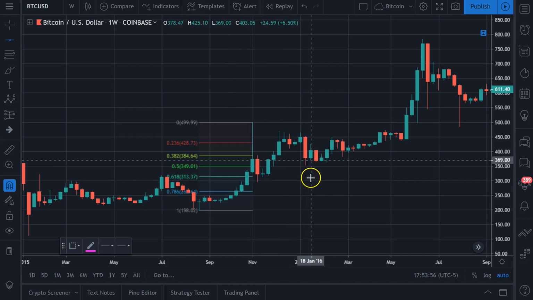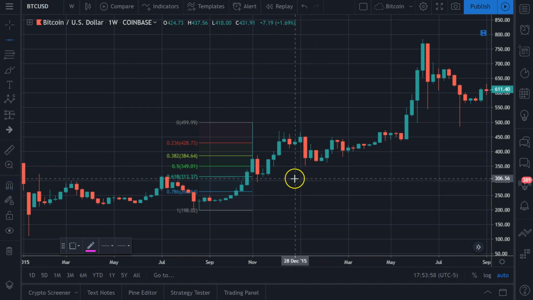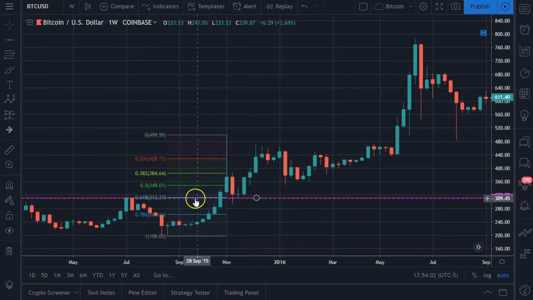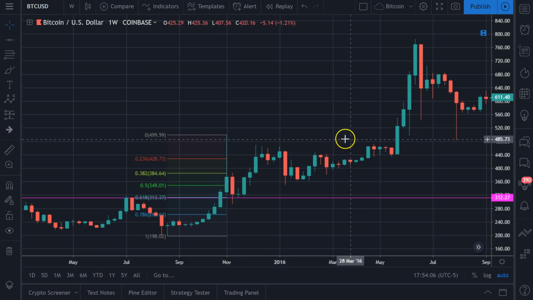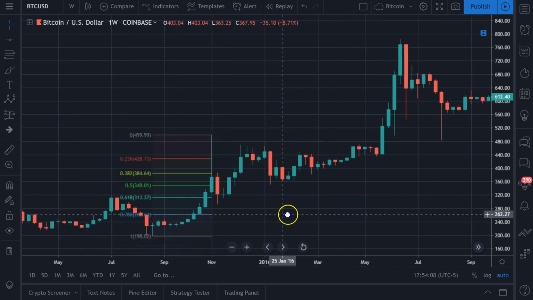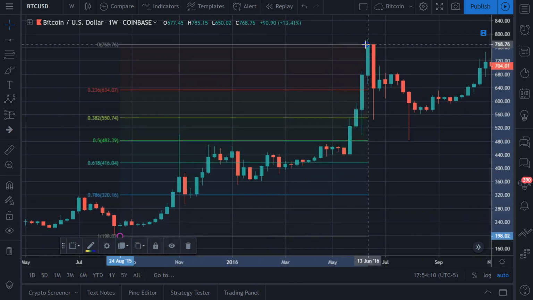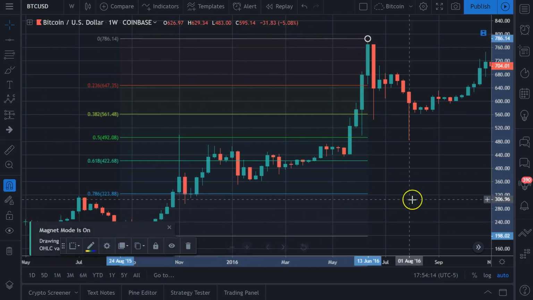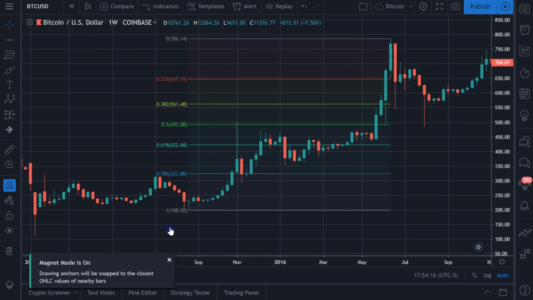Here's our 61.8 fib, let me turn my magnet off. And literally the very next week it came down and slammed into that 61.8 fib, closed above it, and started its next leg up, okay? So let's move this over to our next big move here. We'll turn our magnet on so that it snaps to the chart.